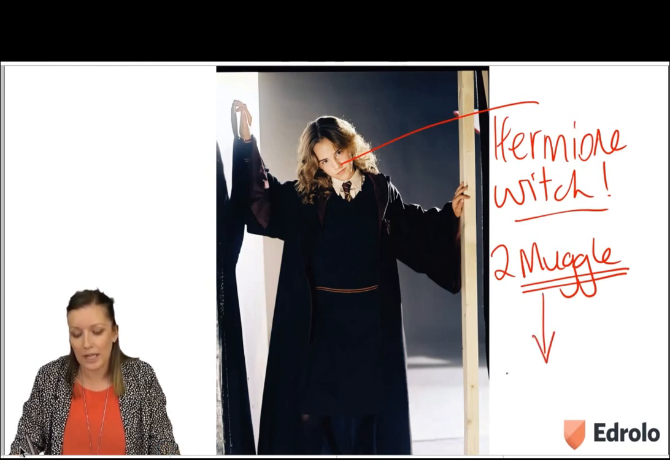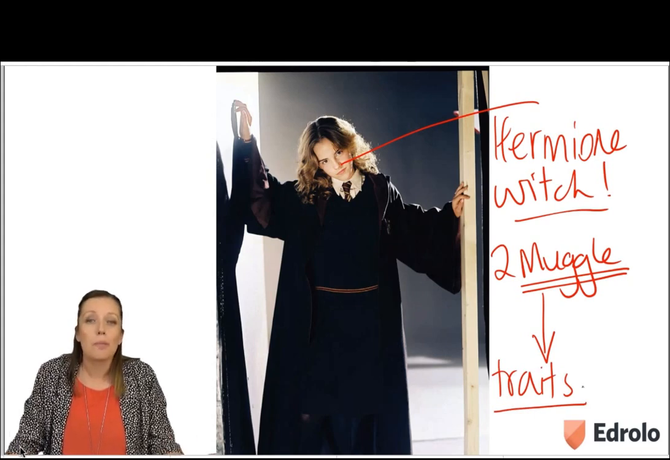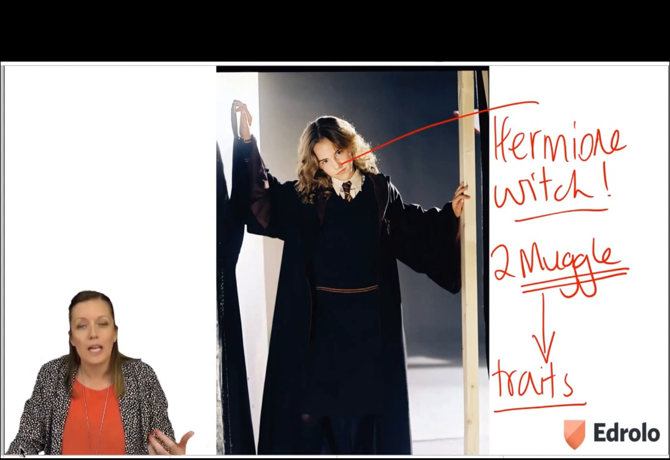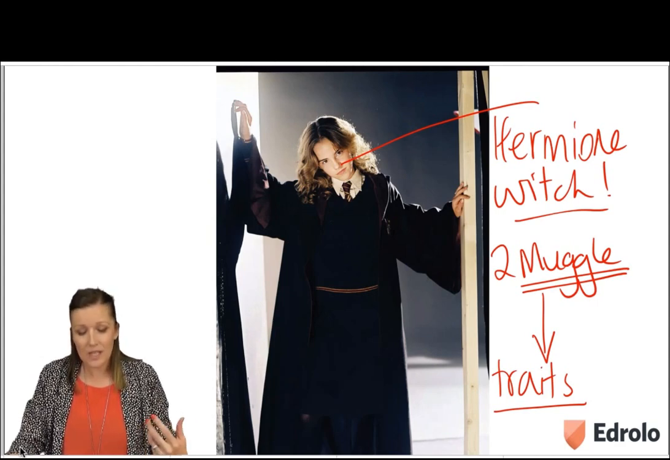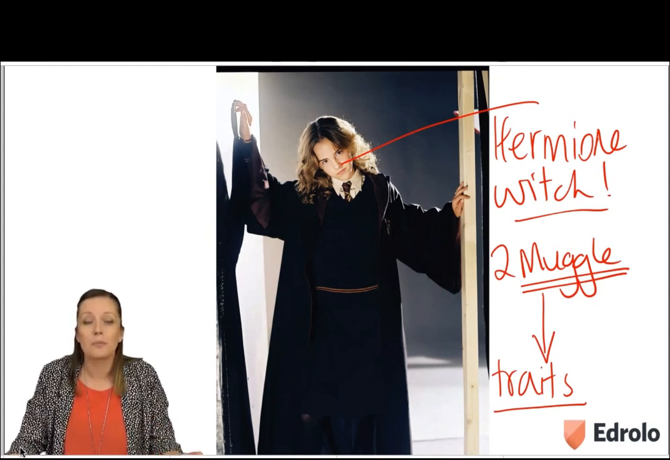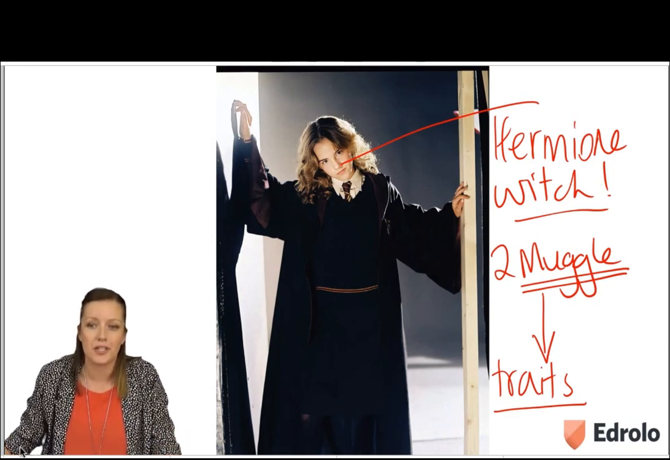So that's what we're going to have a look at today, is how traits are passed from one generation to another by going back and having a look at the beginning, at the father of genetics, a man named Gregor Mendel, and the experiments that he carried out. And then we're going to move forward and carry out a number of different genetic problems to see exactly how traits are carried from generation to generation.